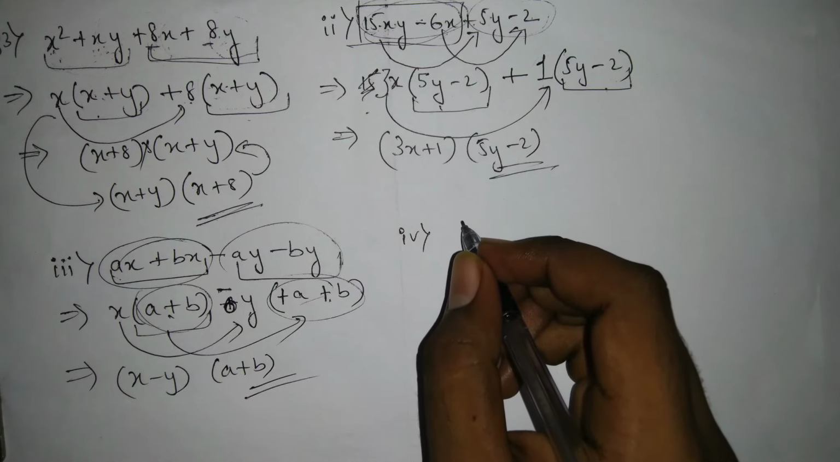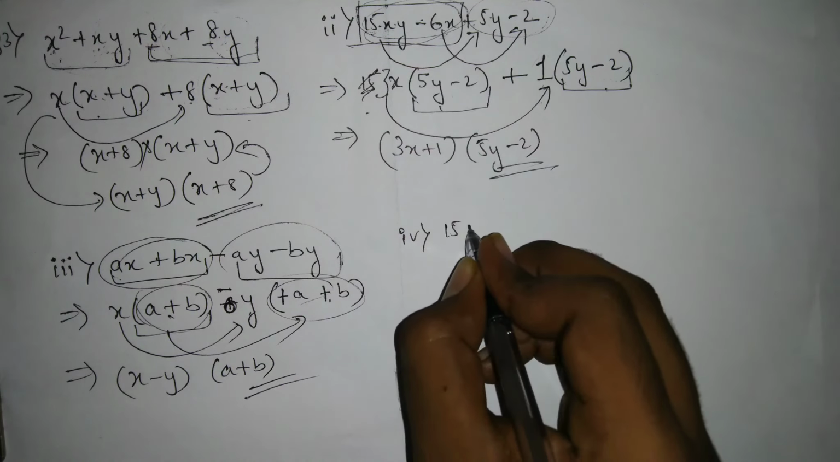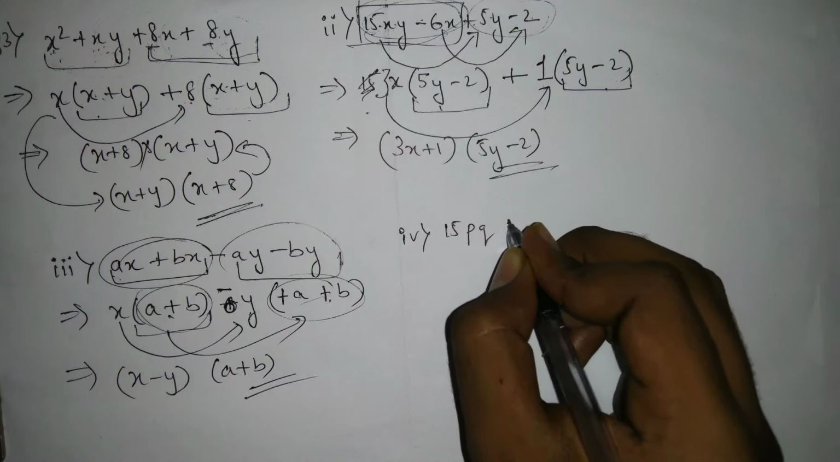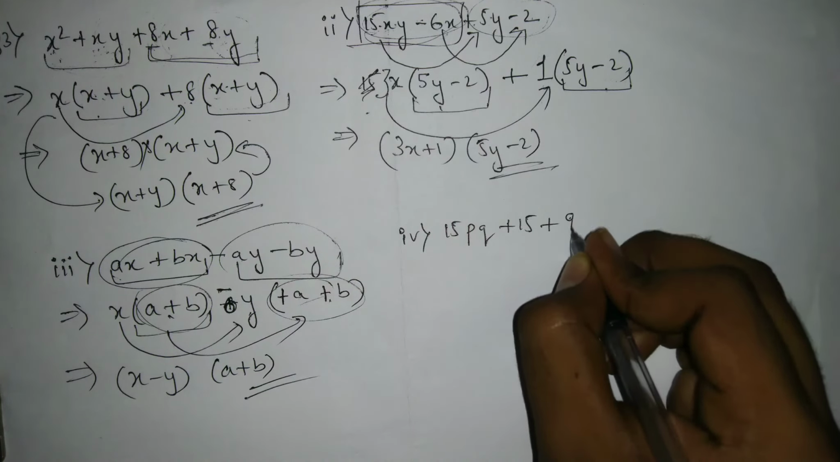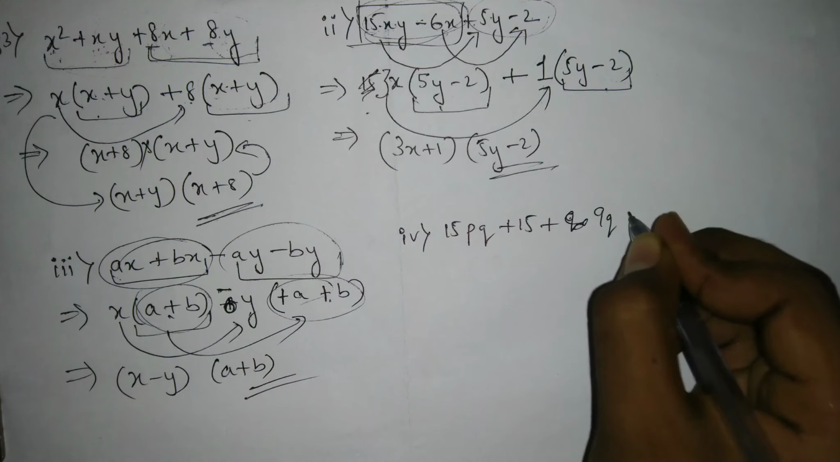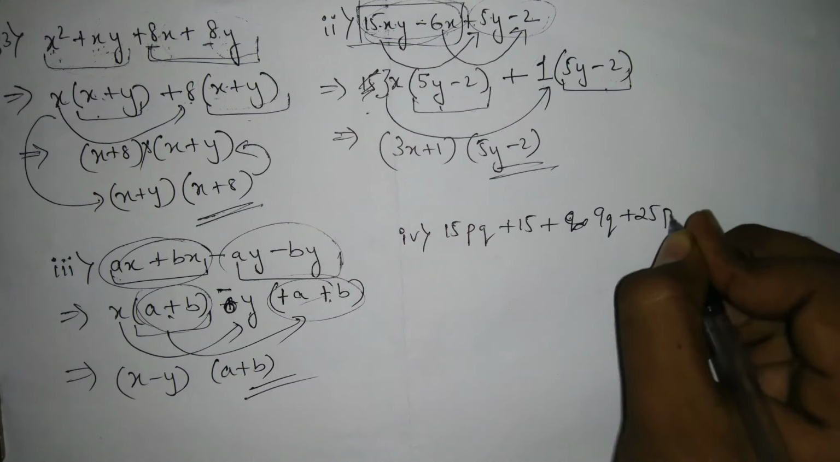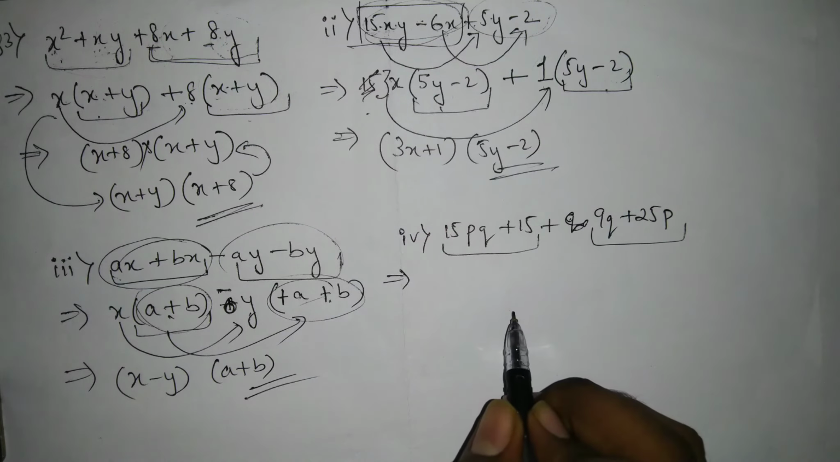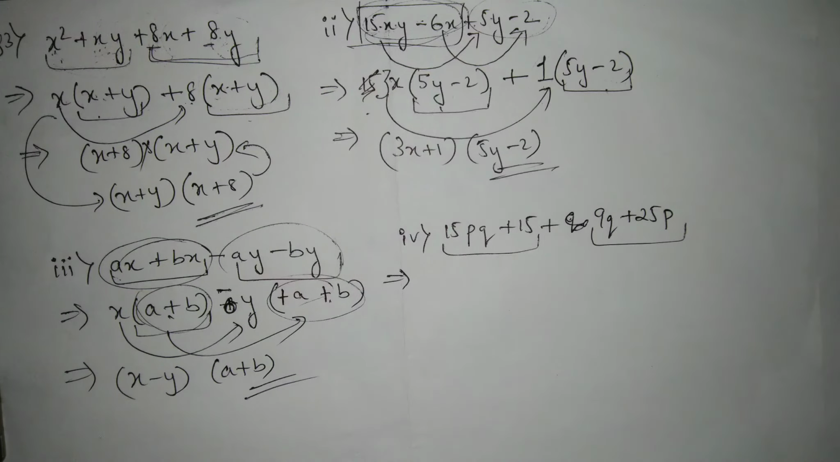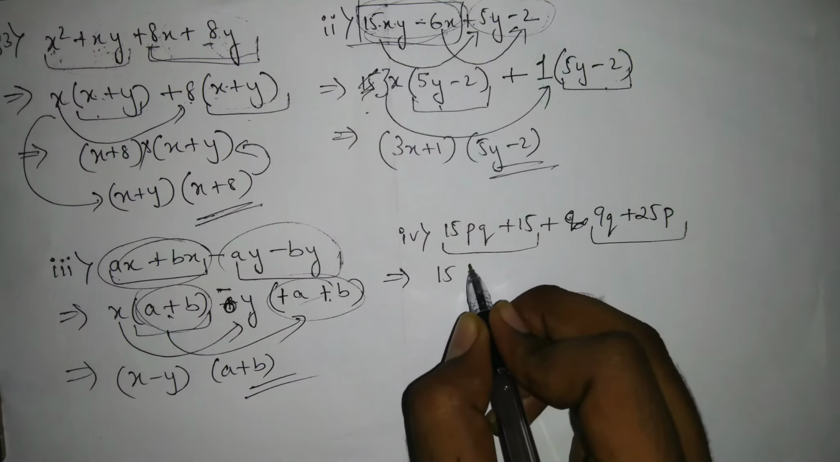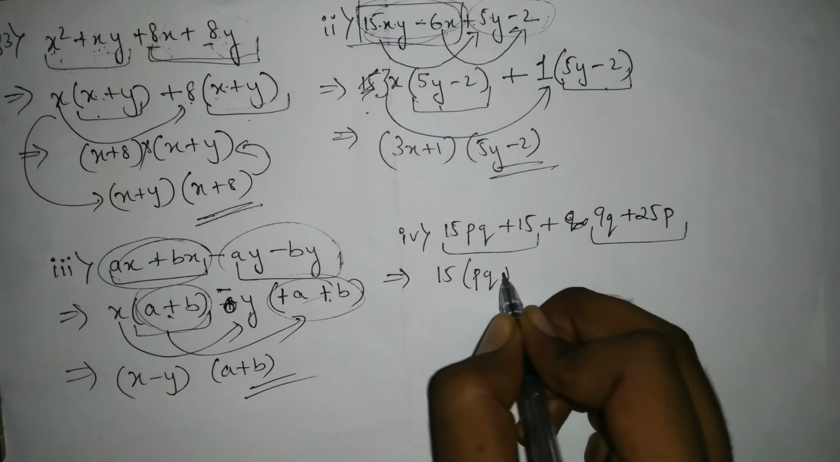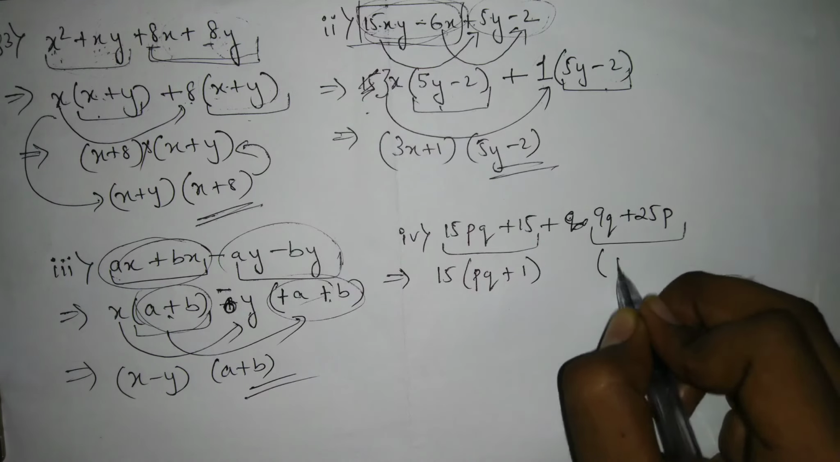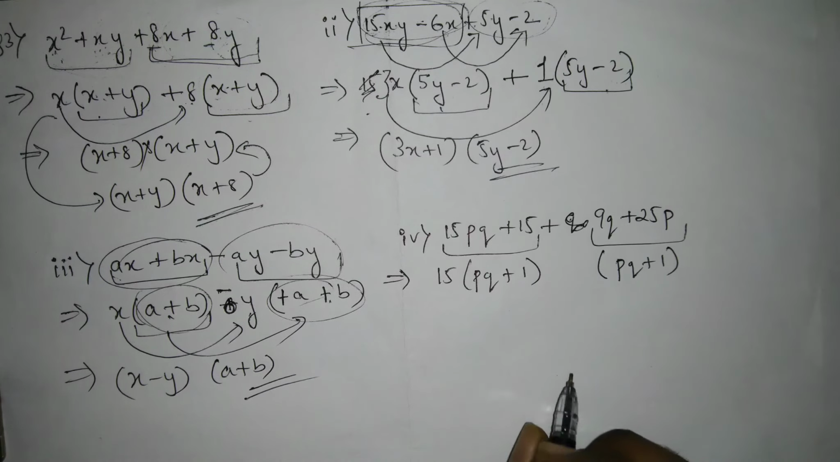What will be the first part of the question? 15pq plus 15 plus 9q plus 25p. Simple one. This 2 I'll group and this 2 I'll group, or you can do any grouping, it depends upon you. So from here I'll take 15 common. What is remaining here? pq plus 1. So here I should get pq plus 1. So how will I get pq plus 1 here?